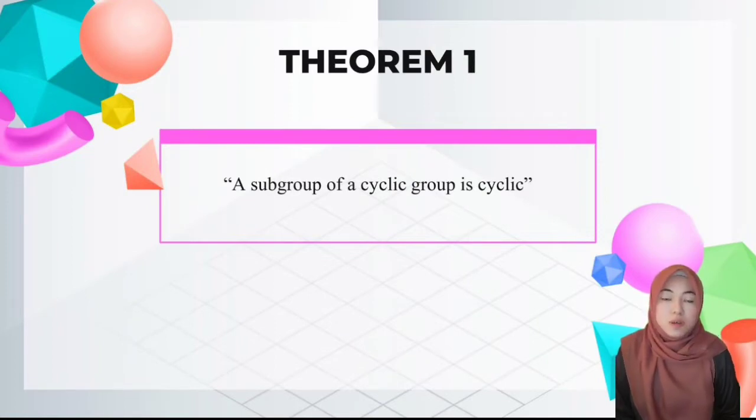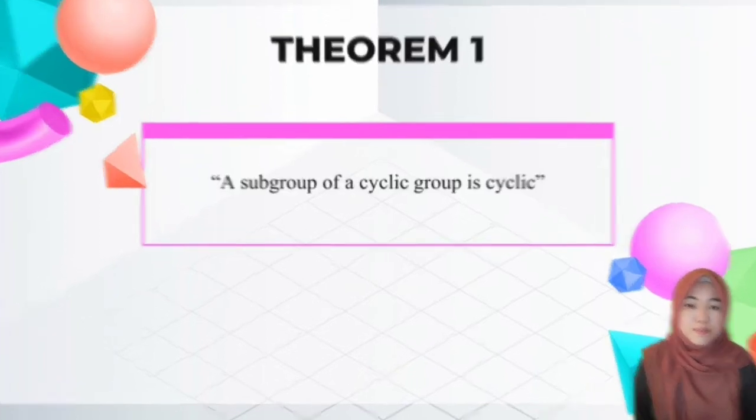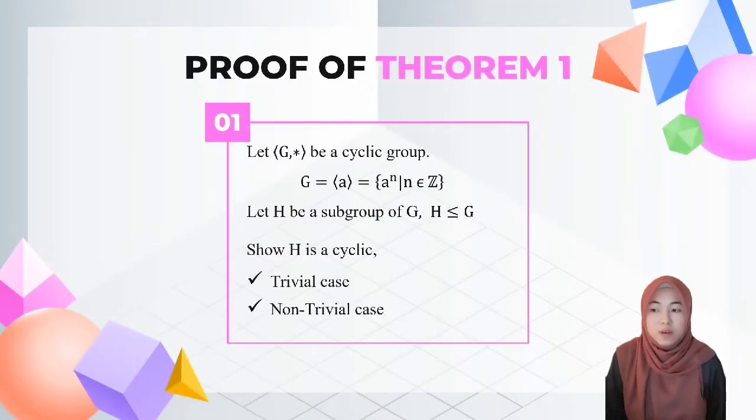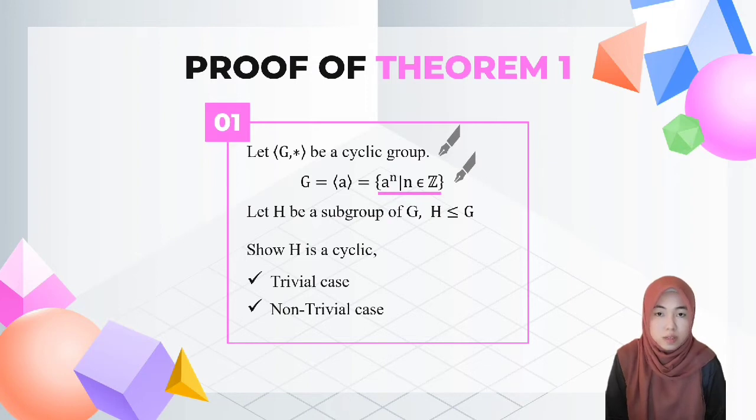For the first theorem, we will prove that a subgroup of a cyclic group is cyclic. For the first step, we will let a group G with a binary operation be a cyclic group. So G is generated by a, and we can write the entire group like this, where a to the power of n, such that n is an element of the integers.